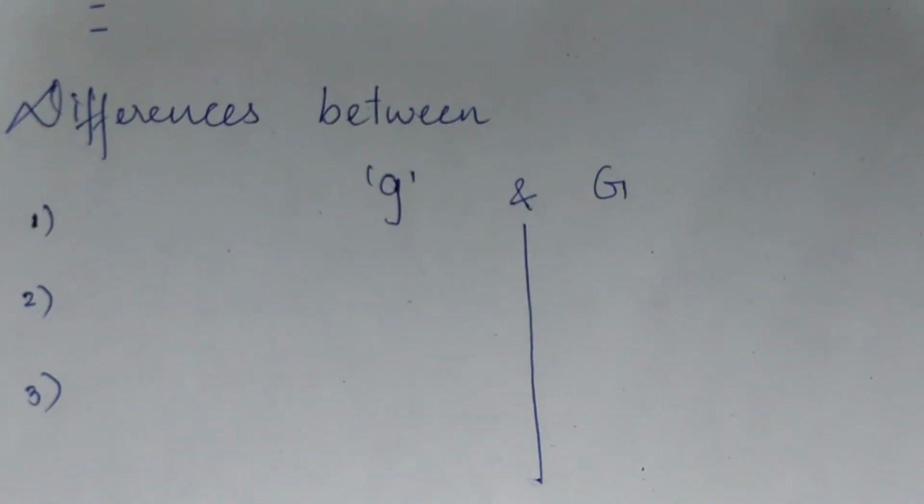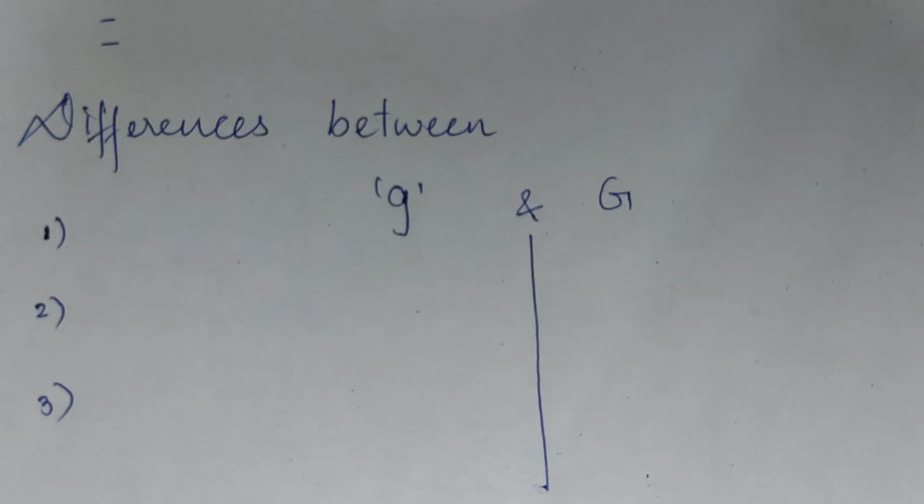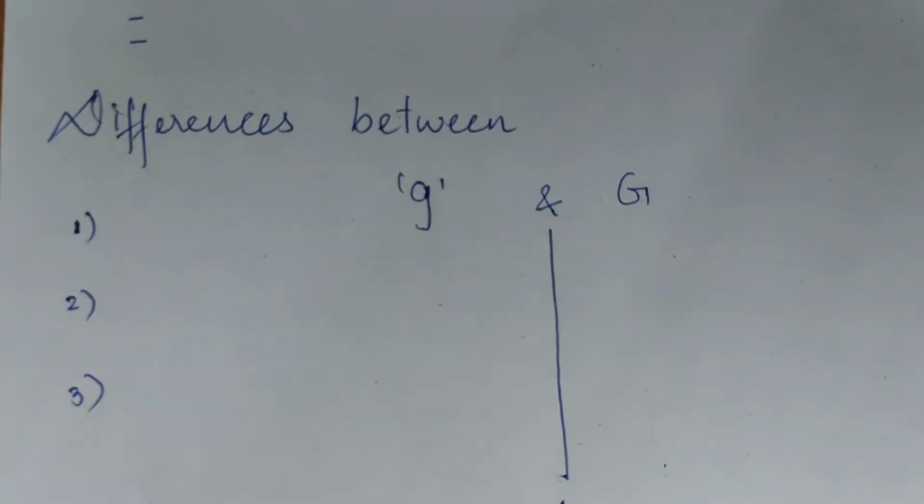If required, the fourth point can be of the SI units of small g and capital G. You know the SI unit of small g is meter per second square and the SI unit of capital G is Newton meter square per kg square.